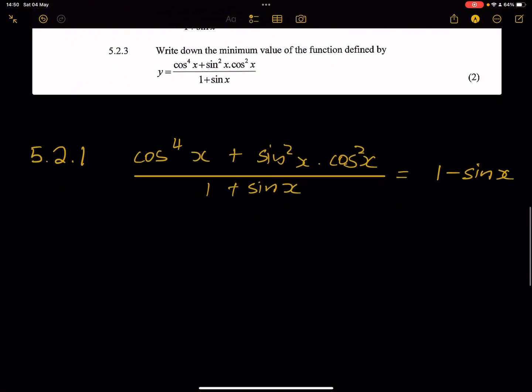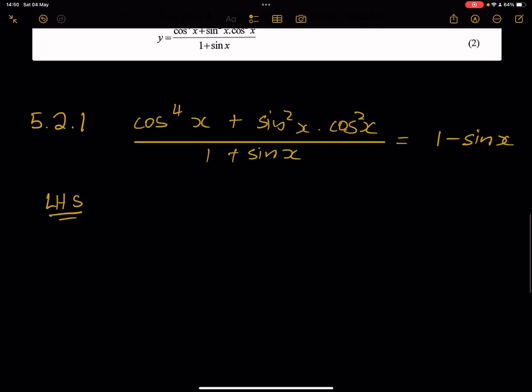Now, I'm going to work from the left-hand side, right? So on the left-hand side, we're given that entire expression. There's nothing that I can do on the right-hand side. Everything is in terms of sine and cos. We've got sine there, and in this case, we can't just leave it as is. But on the left-hand side, what I can do is I see I've got cos there and cos, so I can take out a common factor in my numerator.